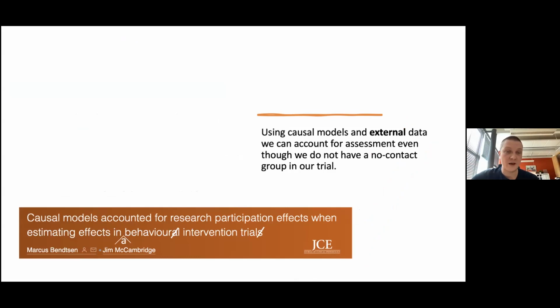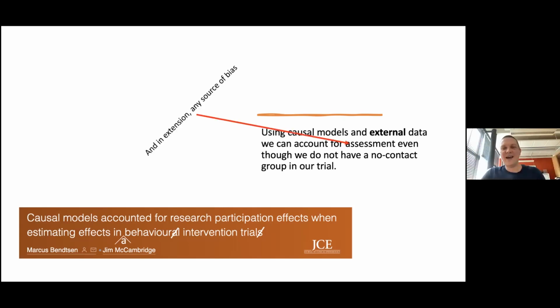And there's a preprint out which has the incorrect title. So that's why I've changed the title in this copy in here. It's called Causal Models Accounted for Research Participation Effects when Estimating Effects in a Behavior Intervention Trial. So the preprint accidentally went out with the wrong title because there's only one trial involved in this paper. There's not multiple, and this says plural.